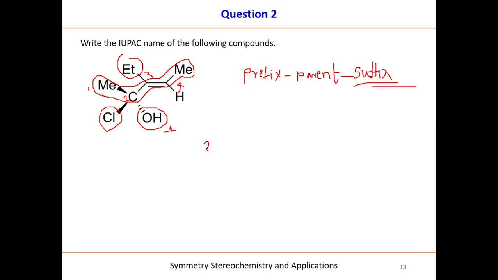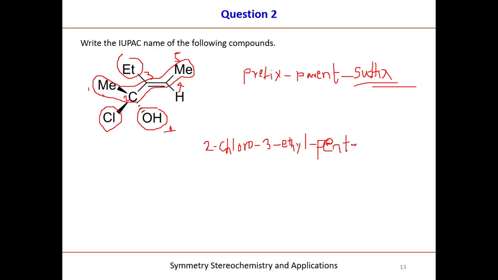So I will write here 2-chloro, 3-ethyl. Ethyl group is present at carbon number 3. Now parent chain name. What's the parent chain name? Here we have 5 carbon atoms, so it comes under pent. Correct? It will come under pent.